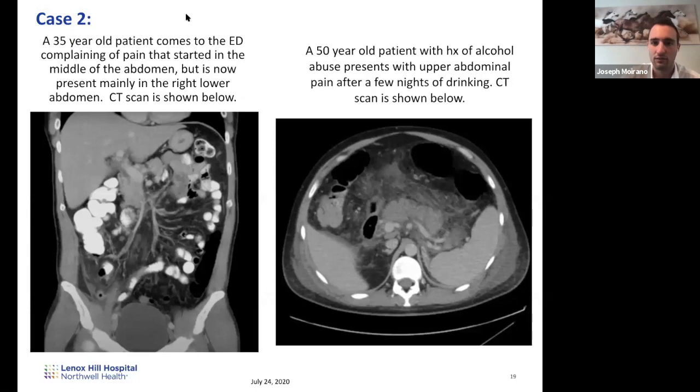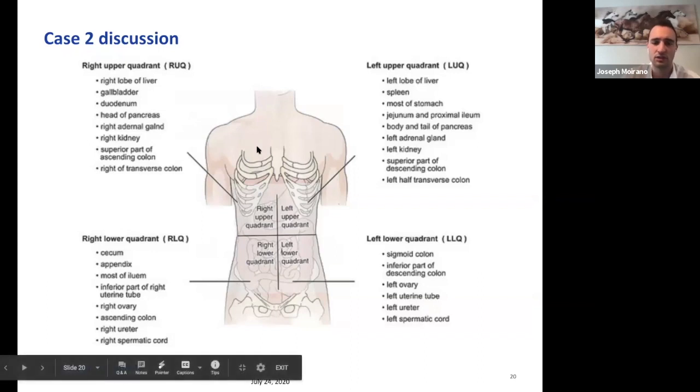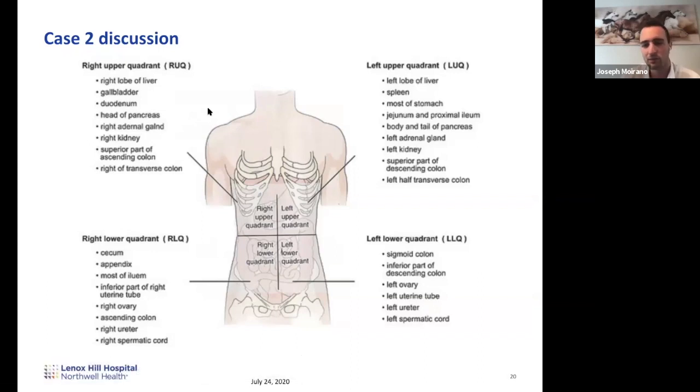Okay, so we have a couple more minutes, so we're going to go through this last portion quickly. This is case 2 discussion. We're just talking about being able to recognize the different problems that present within these different regions of the abdomen. Like I was saying before, the right upper quadrant would be things that affect the gallbladder, the liver, duodenum, some parts of the pancreas, and some parts of the colon that are coming up there.